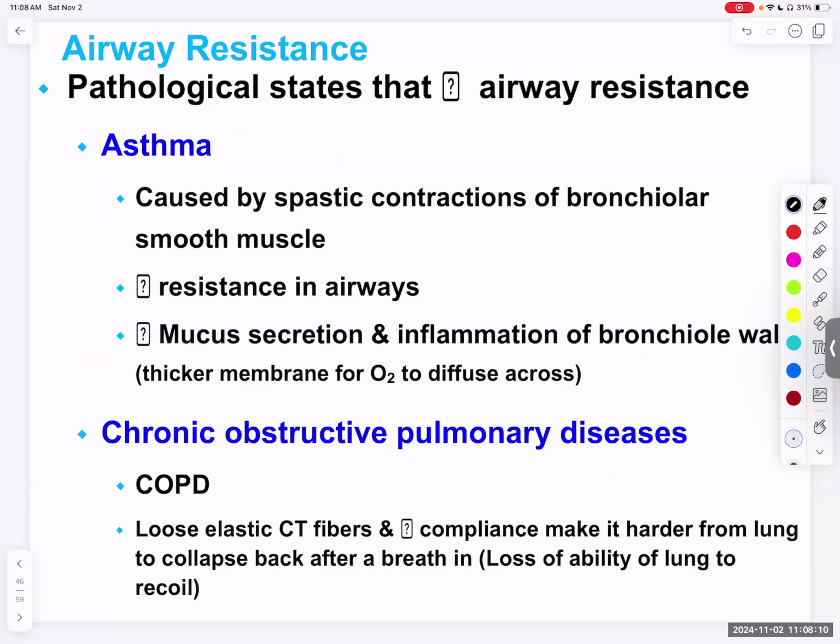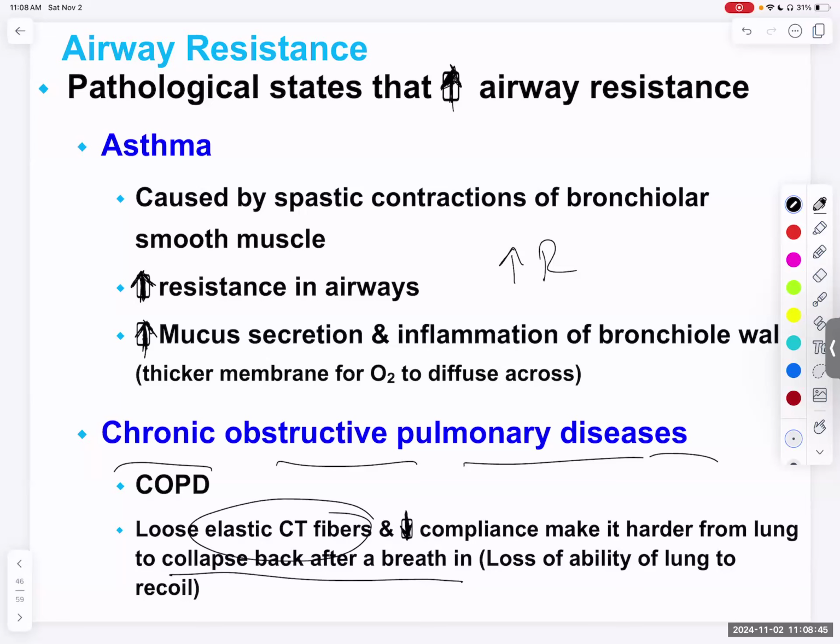Asthma, it's going to increase resistance in the airways. You can also have mucus secretion and inflammation with asthma. All those things are going to increase resistance. COPD, or chronic obstructive pulmonary disease, this is where you can lose the elasticity, so you have less compliance. So compliance goes down, and it makes it harder for the lungs to collapse back after breathing.